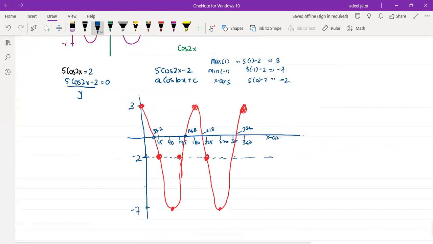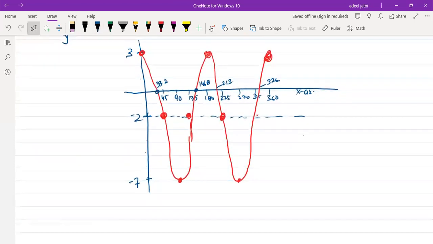So that means whenever you draw the graph, you will get to know that when it intercepts the original x-axis, the four solutions that you will get are on the original x-axis of the graph.